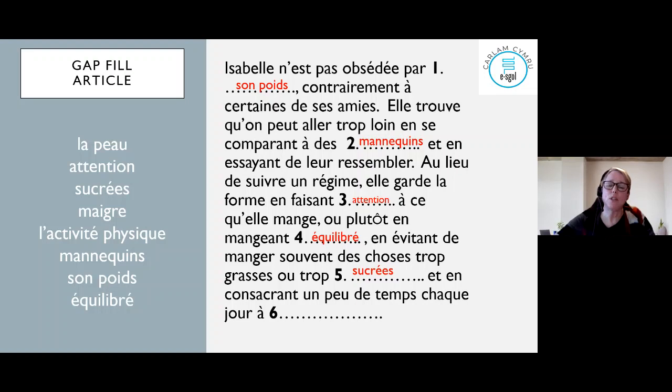And what else might you be doing? You might be devoting a little of your time each day to what? What here would work? You've got à here, so l'activité physique would fit in really nicely. And then go back through the text, check it again, read it through. Does it now make sense? I think when you read it back, all of the words link together. The whole context works, doesn't it? It all makes sense.